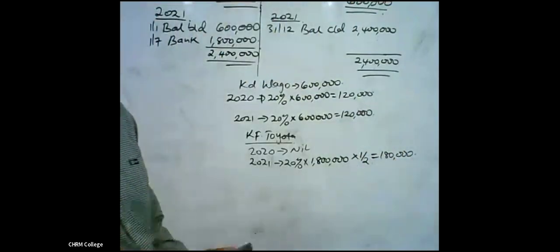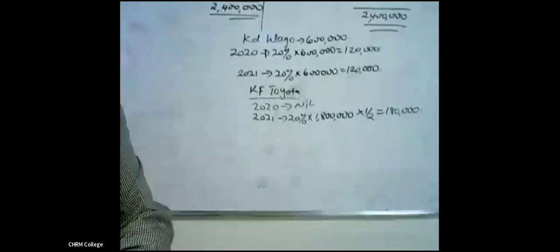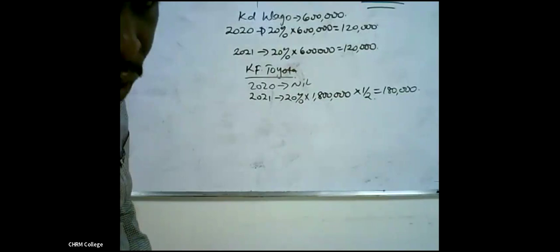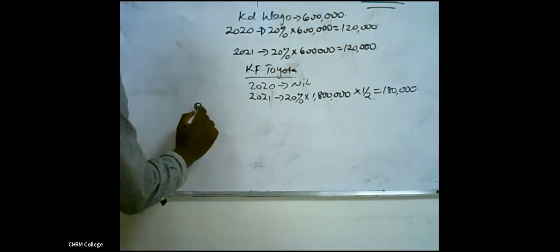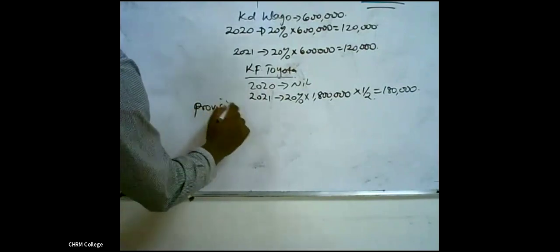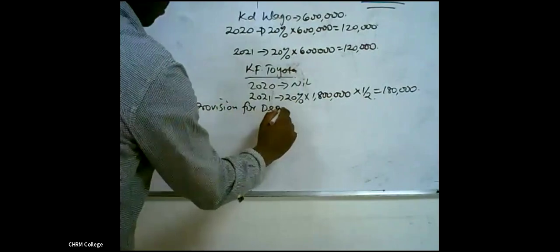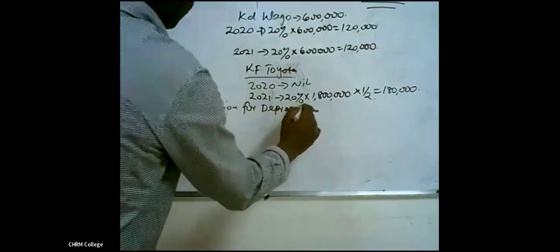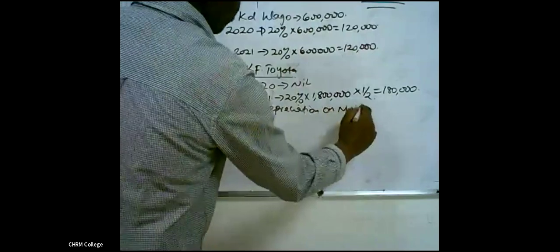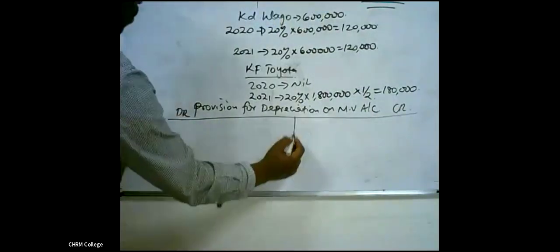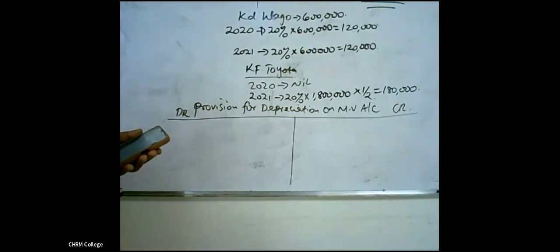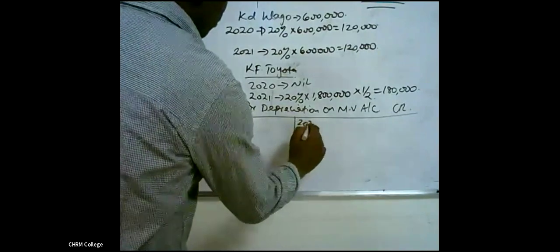Once you have those figures, you can now do your provision for depreciation account very easily, very fast. Provisions are normally credited, so we are supposed to do provision for depreciation on motor vehicles account. That is the CR, this is the CR. How do you do it? You credit. You start with the year 2020.